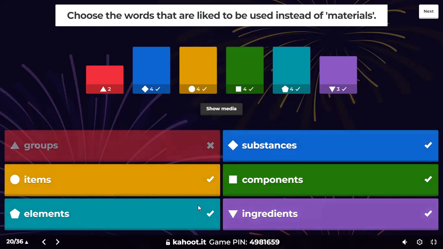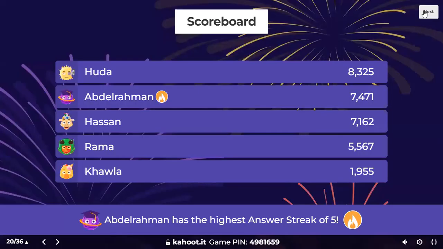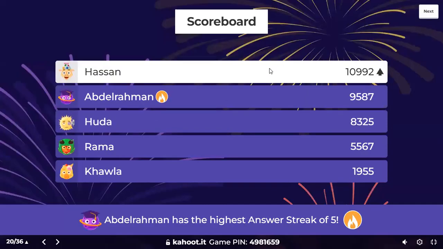Now, all these words belong to the same semantic field. Semantic field, the field of meaning. They are not exact synonyms, but they belong to the same semantic field. So, for example, you can find this in a thesaurus. In a thesaurus, you can find these words like substance, components, ingredients, elements, items. So they all belong to the same semantic field. Hassan, very good. So he regained his first position, followed by Abdurrahman, Huda, Rama, and Khawla.